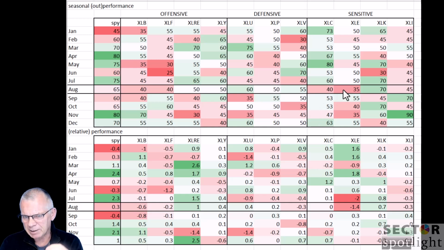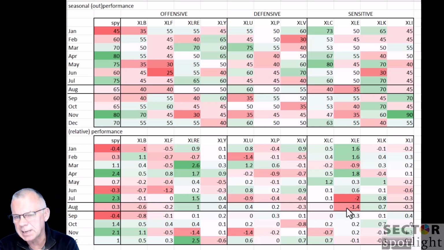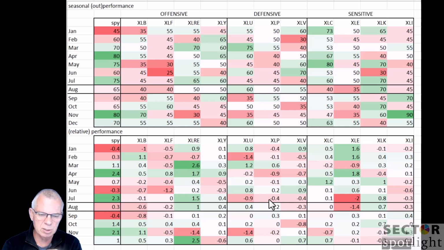This might be interesting. Energy. Only 35% of the time, the energy sector has been outperforming the S&P 500. So 65% of the time it's underperforming. And on average, it's underperforming the S&P by 1.4%. That's quite a significant number. That's the largest number in the whole month of August. The average return for the energy sector is minus 1.4%, and it underperforms 65% of the time. So that suggests that the month of August is a really weak month for the energy sector. We're going to look at that in a minute.